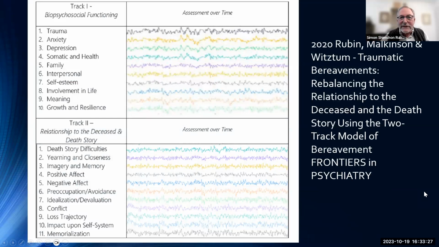This schematic seismographic diagram gives you an idea of how the 10 items that I've listed here on track 1, biopsychosocial functioning, and the 11 items starting with the death story difficulties on track 2, relationships with the deceased and death story, play out over time. In the same way that assessment over time means that you measure the ups and downs and the waxing and waning of each of these elements, this gives you an idea of how to think about loss across the life cycle, and not just in a particular framework that's looking only at symptomatology.